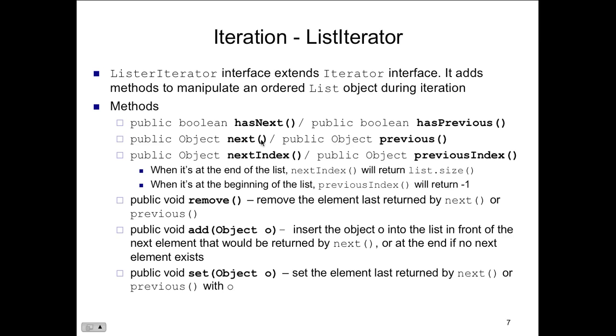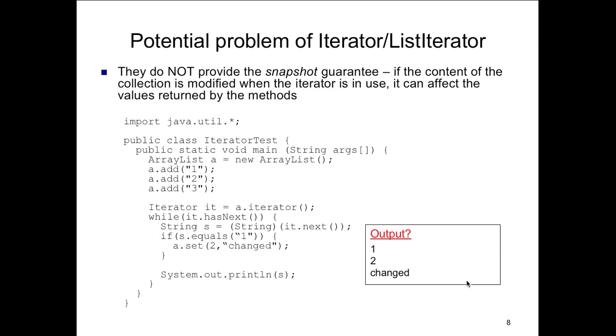So we have some methods: hasNext, next, nextIndex, previousIndex, previous. So we basically added it so we can go through a list of items, one to the other. When it's at the end of the list, nextIndex will return list.size. When it's at the beginning, previousIndex will return -1 to say there's nothing, we're going backwards from 0. Remove, add, set, set the list returned by the next or the previous. And here's some sample code.